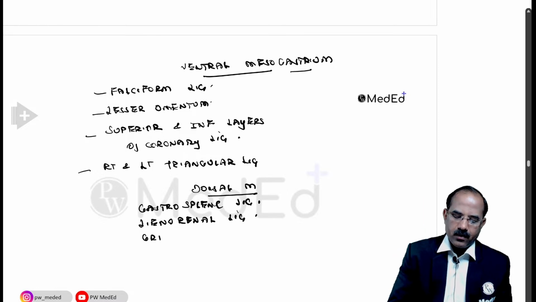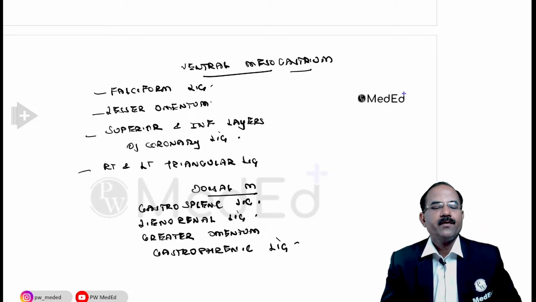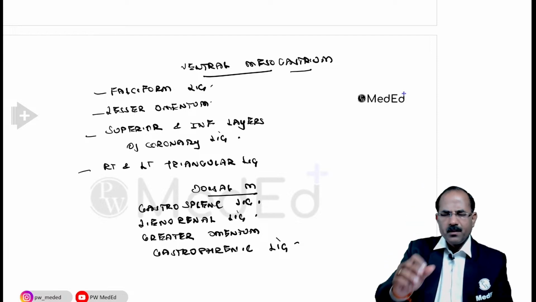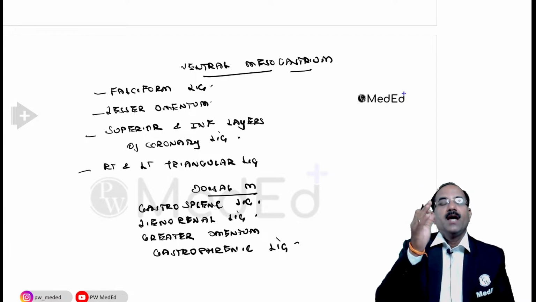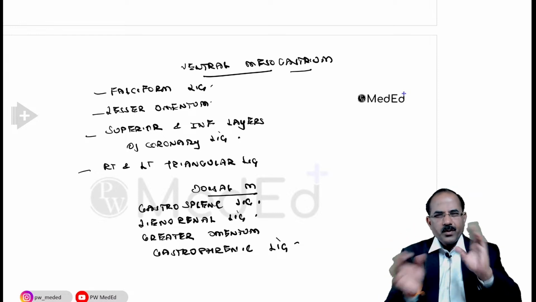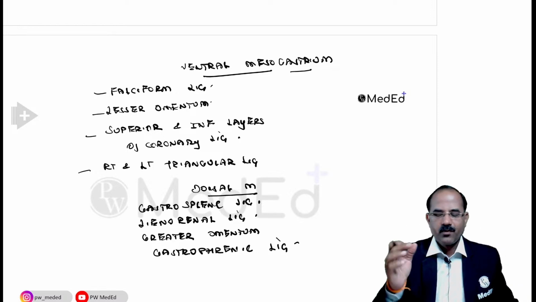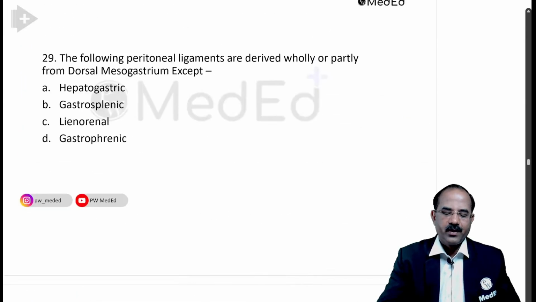The greater omentum, and the last one is gastrophrenic. Just remember, students, these are all the derivatives of dorsal mesogastrium. Some very important MCQs. I've selected all important MCQs for you. So just remember this. Any option can be asked in an MCQ. Be clear about the options also. So these are the derivatives of dorsal and ventral mesogastrium.